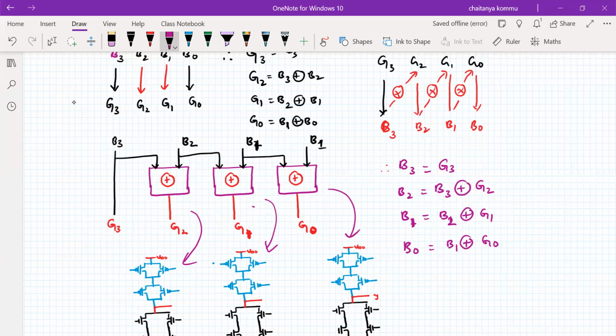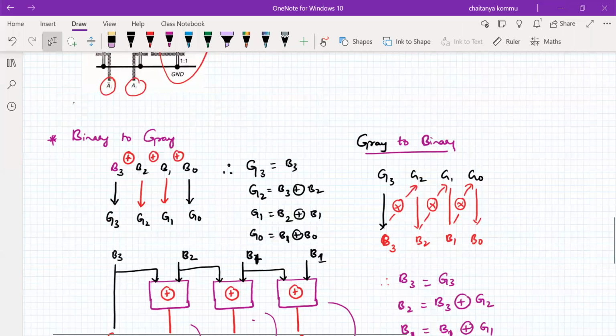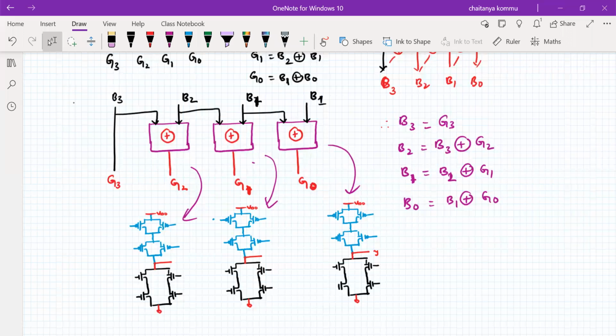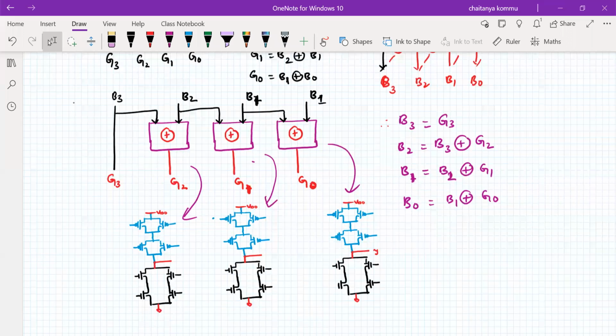So that's it, and the structure design we have to do accordingly. We just have to make the connections among them, and the same procedure is applicable for this one also. This is all about gray to binary. Only the circuit implementation is required in this one, nothing else.